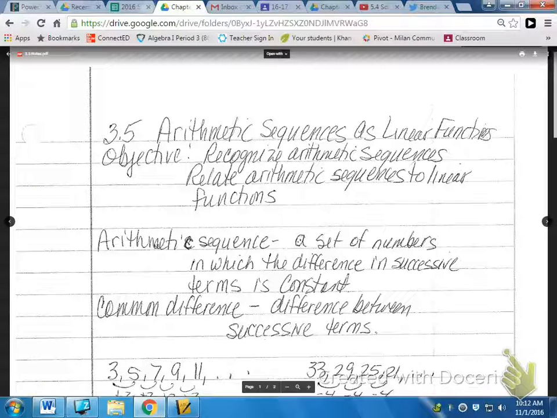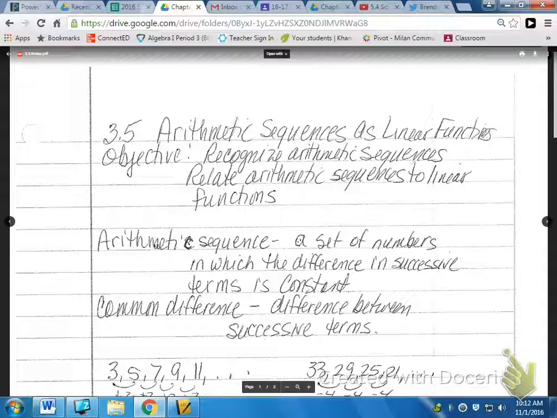Lesson 3.5, Arithmetic Sequences as Linear Functions. So our objective is to be able to recognize arithmetic sequences and relate them to linear functions. In other words, we're going to take the sequences and be able to write equations so you can predict what terms would be farther down the sequence.